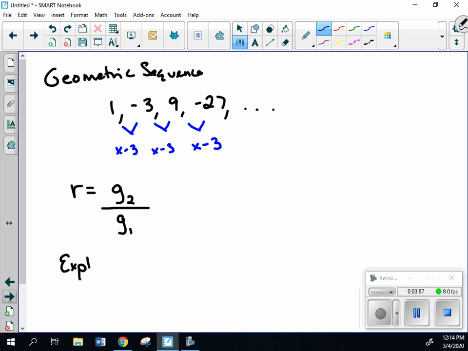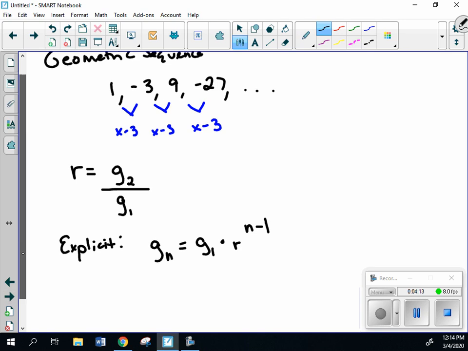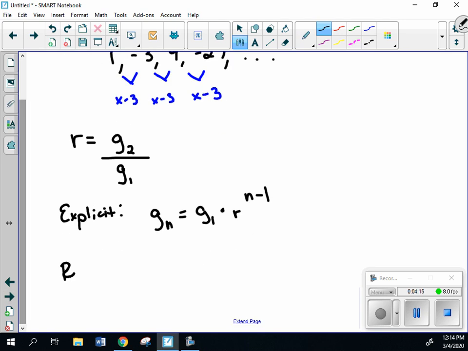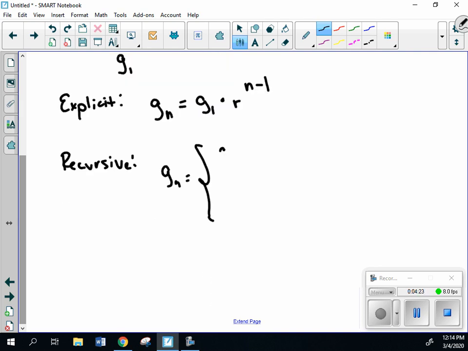So then we have an explicit for this, and we also have a recursive for this one. So for the explicit, if I have G sub n, this is going to be G1 times R to the power of n minus 1. Again, n represents the number of terms. The recursive: G1 for n equals 1, G n minus 1, so the previous term, times R, for anything greater than 1. So again, you're just plugging in the information you have.